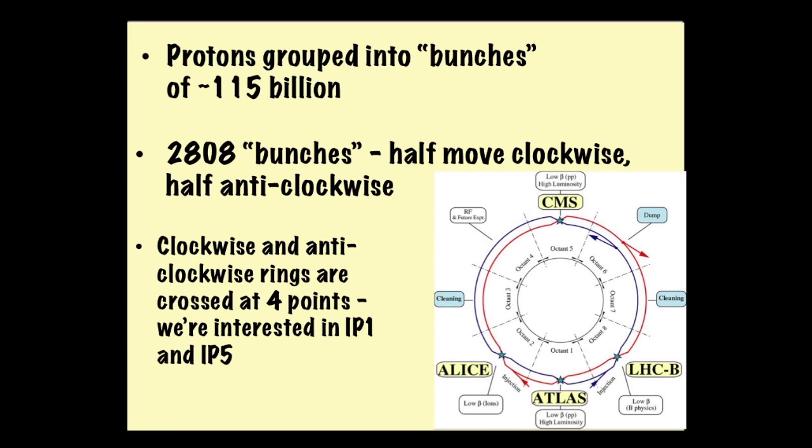You assemble 115 billion of the protons into a little bunch. You put 1,400 of them going one way, 1,400 of them going the other way, and you circulate them around this ring, and you cross the rings at several points. At the moment at 4 points, and we're interested in 2 of them, one here and one opposite over here. At one of them called intersection point 1, they have all sorts of clever names at CERN, like restaurant 1. This is intersection point 1, where the ATLAS experiment is. And across from it is intersection point 5, where the CMS experiment is.